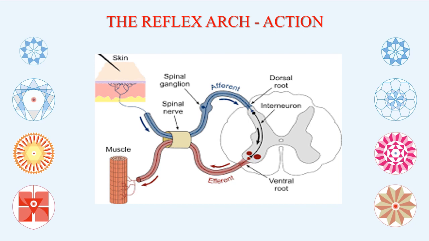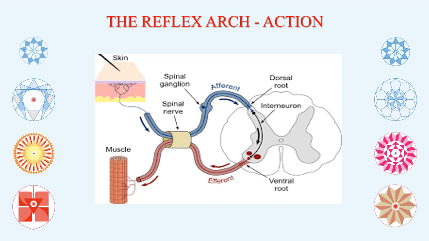Skin acts as a skin receptor for sensation of touch, pain or temperature. The information is carried from the receptor through the sensory nerve to the posterior part of the spinal cord through the dorsal root ganglion. And this is one component, which is the sensory component.